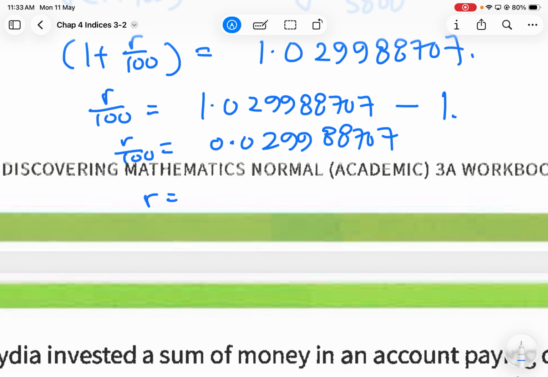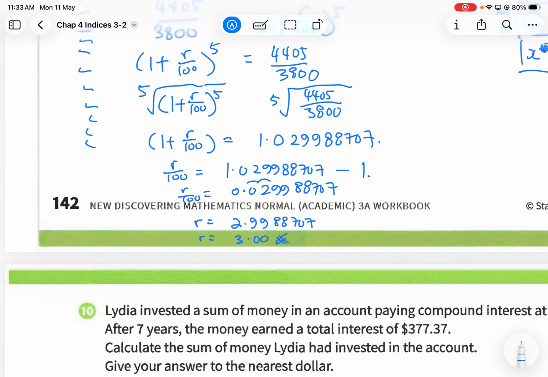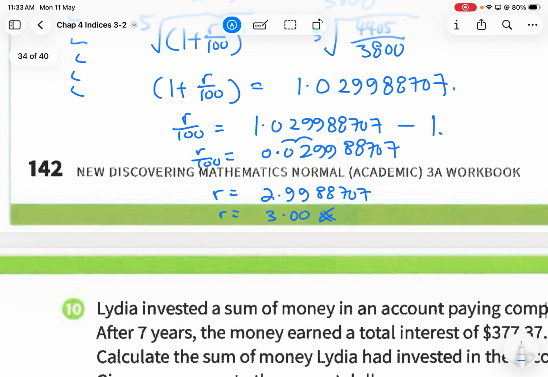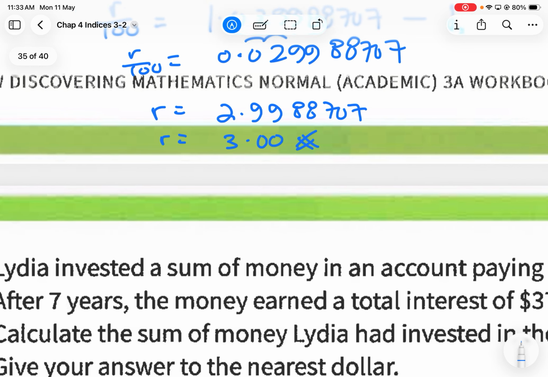So if I want R, I will need to multiply 100 to both sides. When I multiply by 100, it is like shifting the decimal point 2 times. So I will have 2.99888707, which can be rounded off to 3.00. So my interest rate is actually 3%. The question asks me, find the value of R. So the value of R is 3.00.